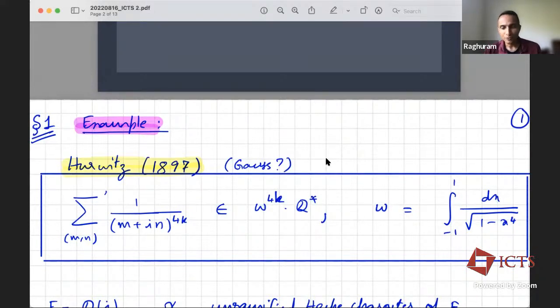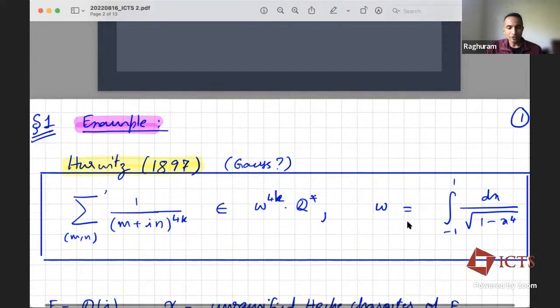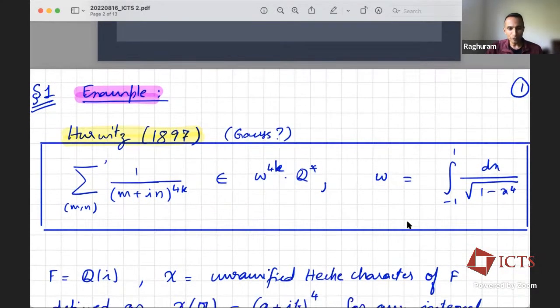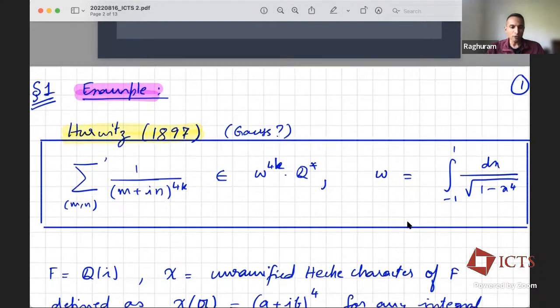And of course, you see the relation with Euler's classic formula, where zeta 2k would be pi to the 2k times a rational. And here omega is this period, the integral from -1 to 1 of dx by the square root of 1 minus x to the 4. This is a very beautiful formula, and probably the most elementary non-trivial example that I can think of to motivate the sort of result I'm going to be talking about.